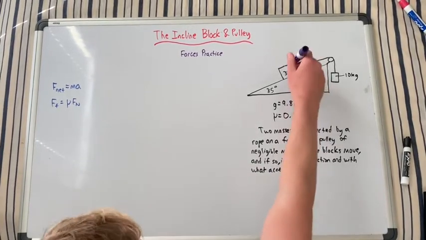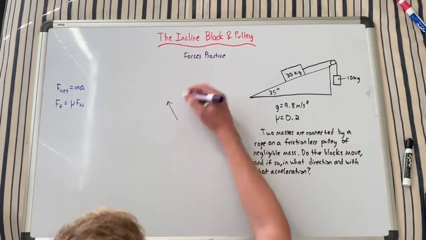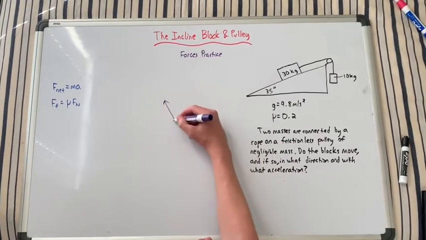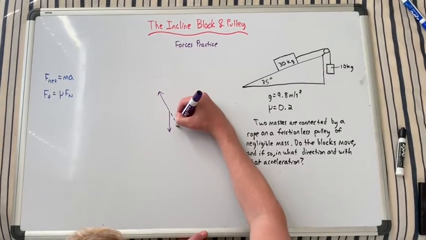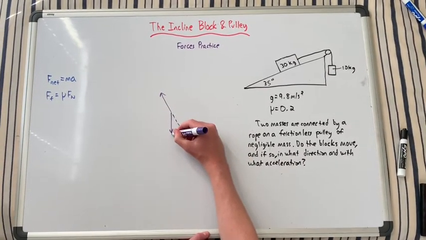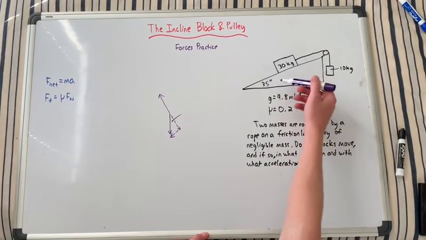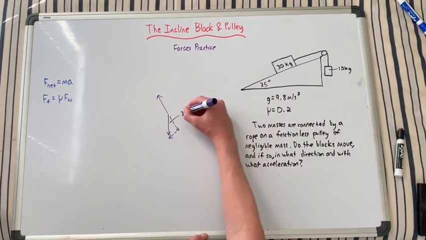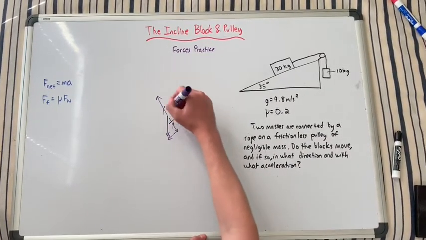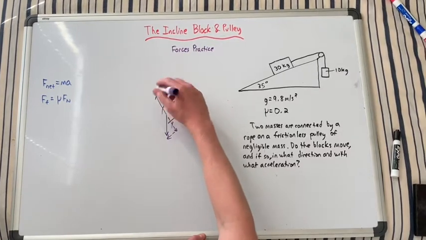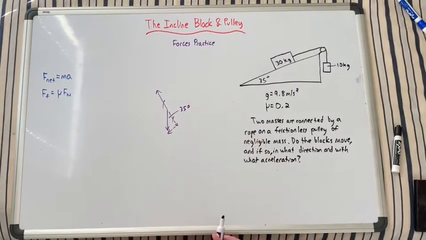So first let's draw a free body diagram of the 30 kilogram mass. So we have the normal force, which is acting perpendicular to the ramp. We have the force of gravity acting down. And like last time, we're going to break gravity down into its components. And we know that this angle here is equal to the angle of inclination of the ramp. So it's going to be 35 degrees. And we know that these two sides, the component of gravity and the normal force, are equal. So this component of gravity is essentially the normal force.